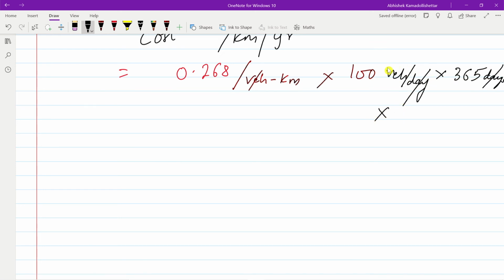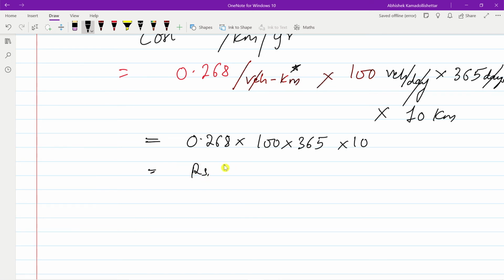You have to get rid of the kilometer as well. So how many kilometers? 10 kilometer length of the surface. So 0.268 into 100 into 365 into 10, which is rupees 97,820. That is the value of the cost.